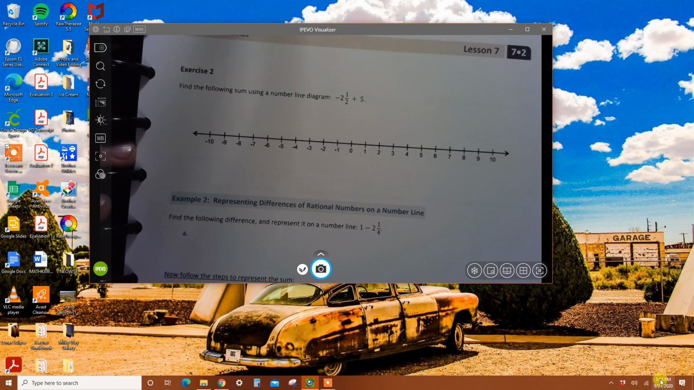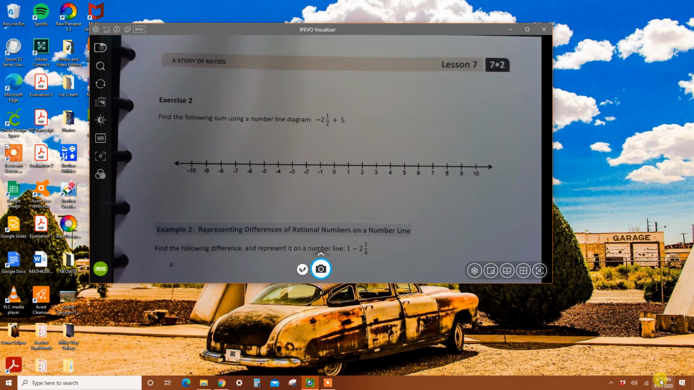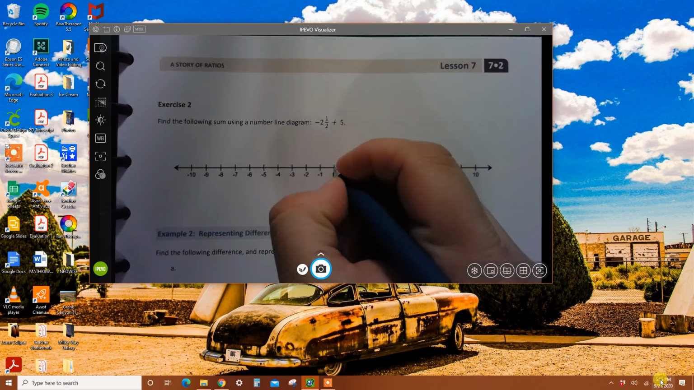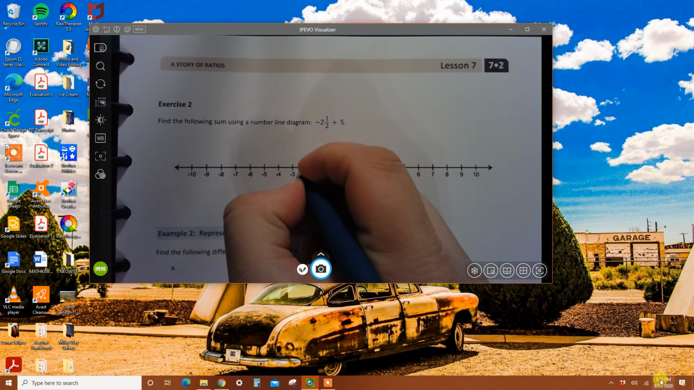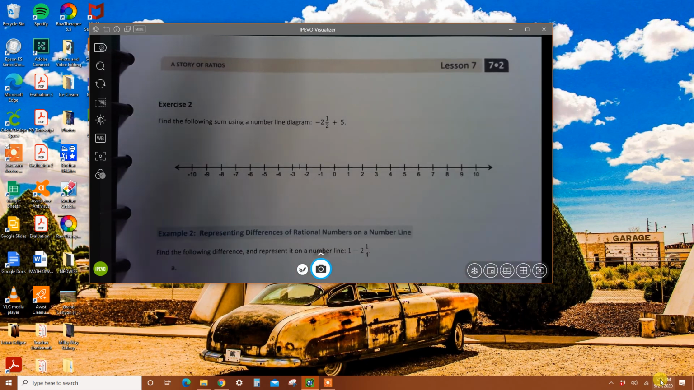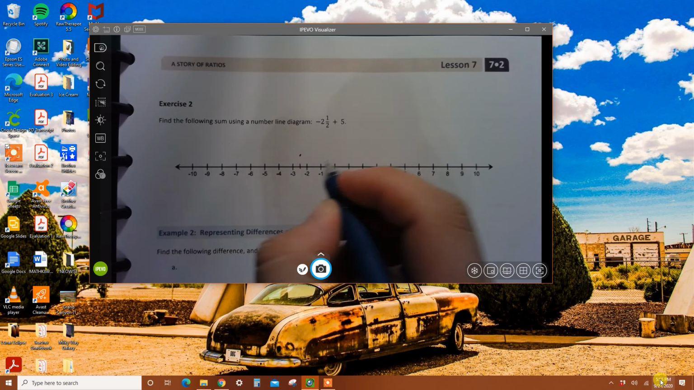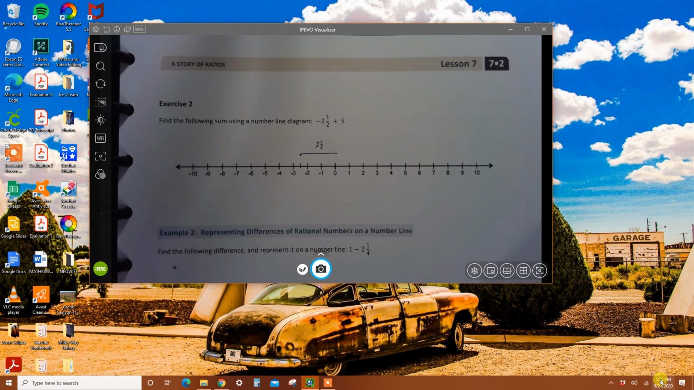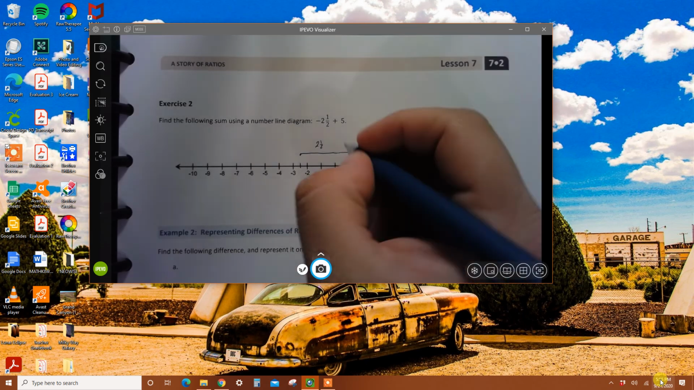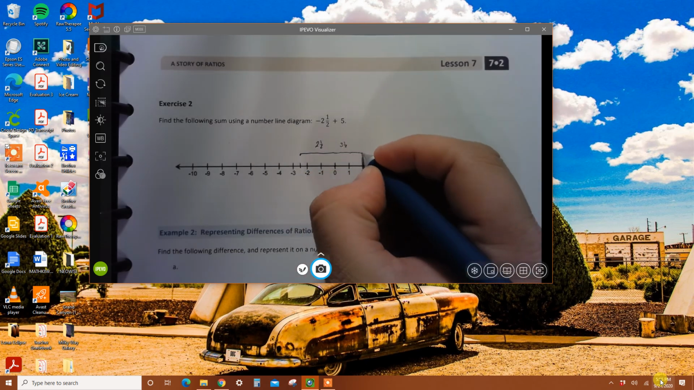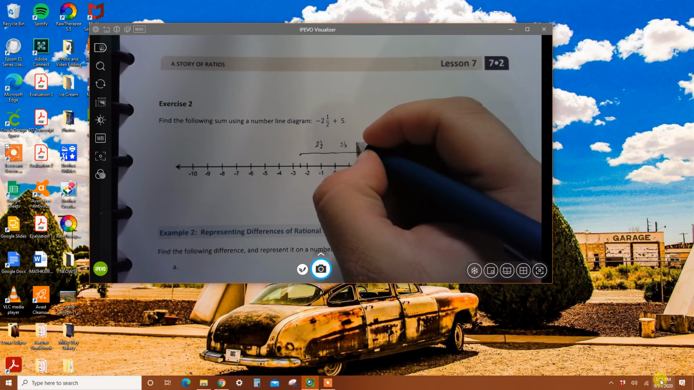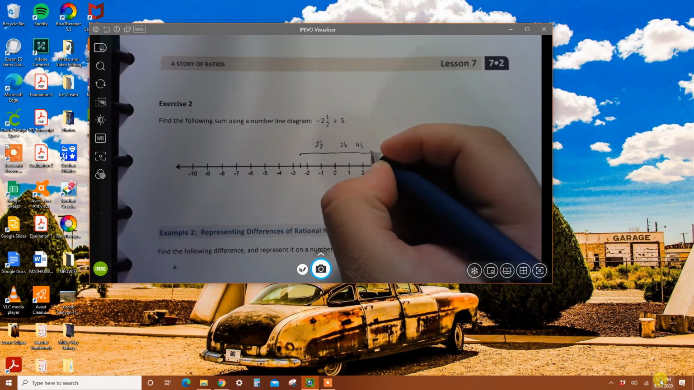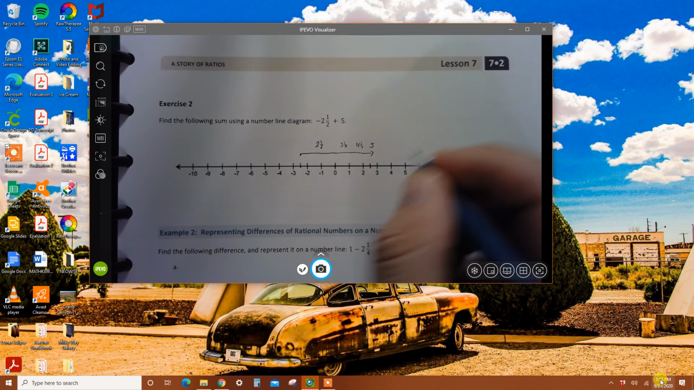All right, so we're looking at exercise 2. Find the following sum using a number line diagram. A negative 2.5 plus 5. Okay. Well, we start at 0, and we go to a negative 2.5, which would be right here. Well, we know that to go from a negative 2.5 to 0 is 2.5. So I need to go, that's 1, that's 3.5 now. To 2, that's 4.5. So I got to go to another half to make 5. So I'm right here at a positive 2.5.